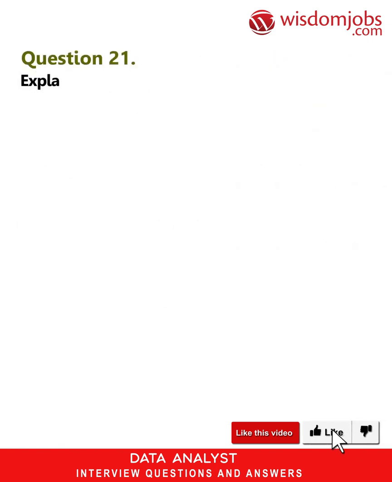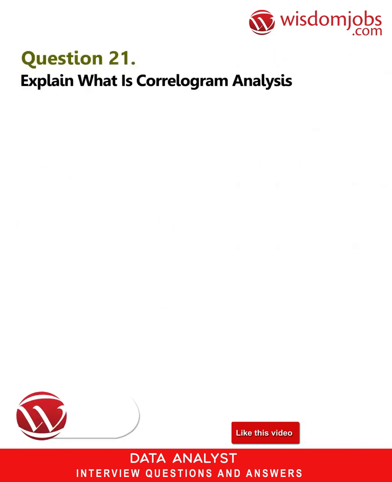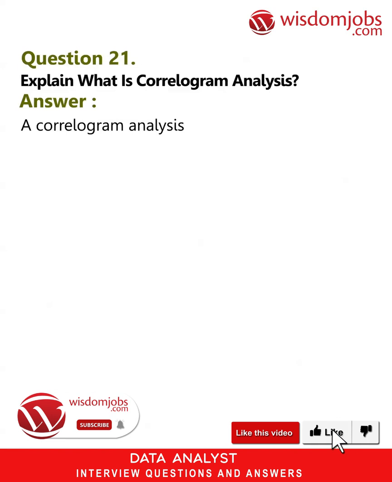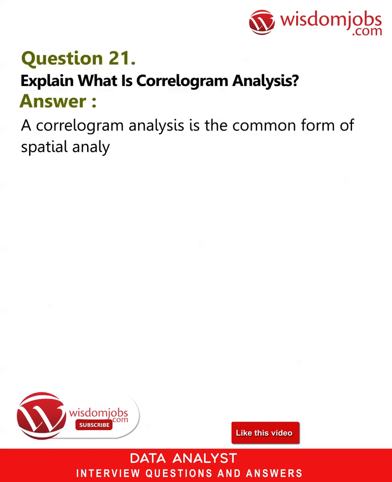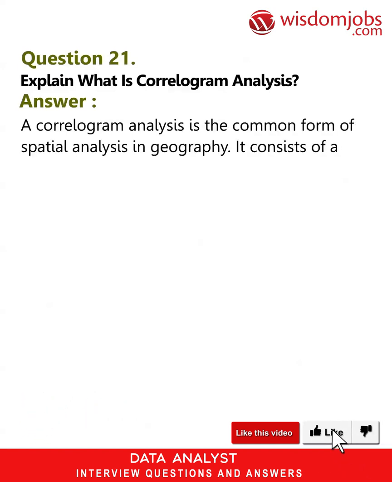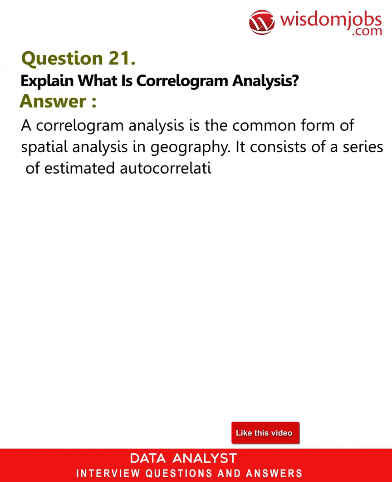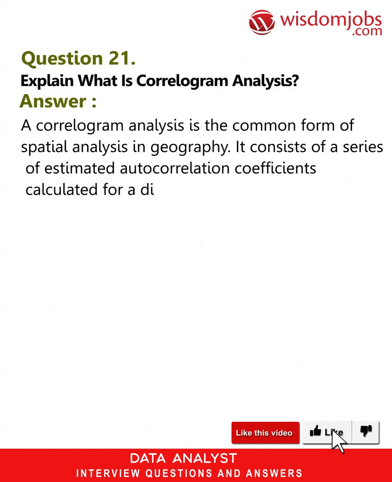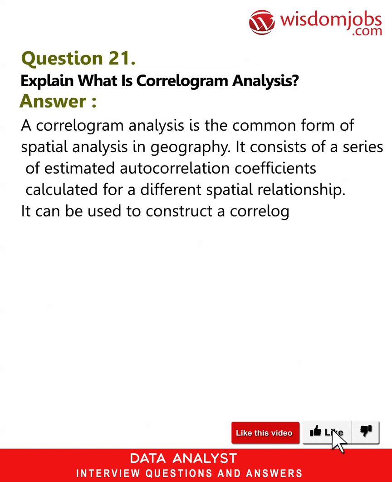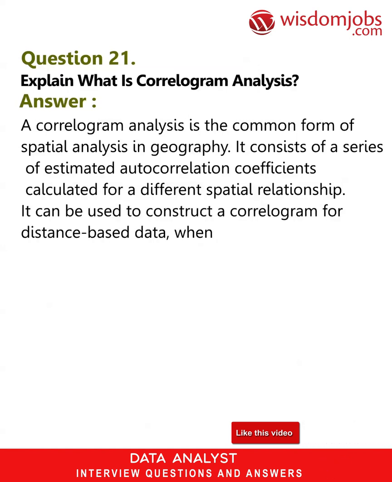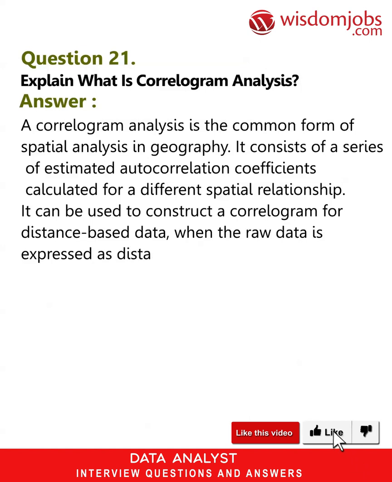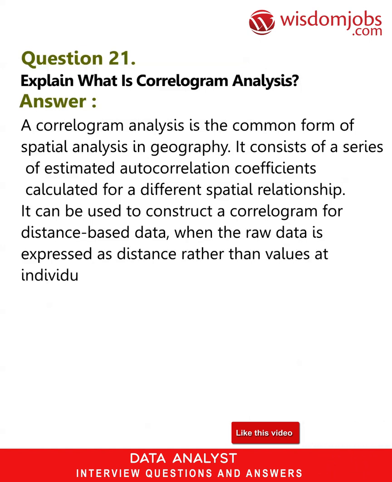Question 21. Explain what is correlogram analysis? Answer. A correlogram analysis is the common form of spatial analysis in geography. It consists of a series of estimated autocorrelation coefficients calculated for a different spatial relationship. It can be used to construct a correlogram for distance-based data, when the raw data is expressed as distance rather than values at individual points.